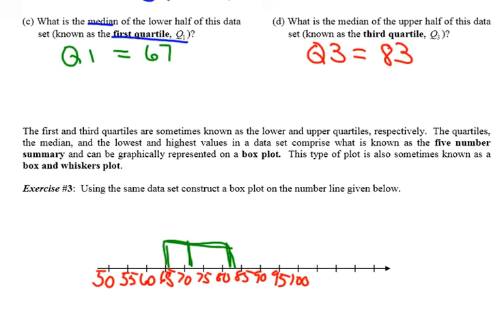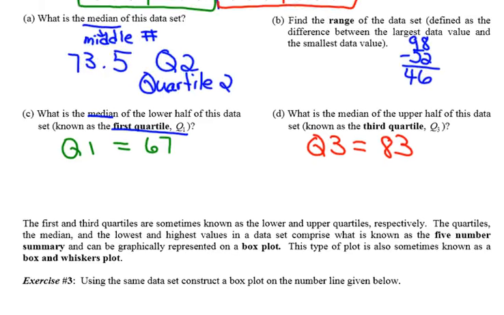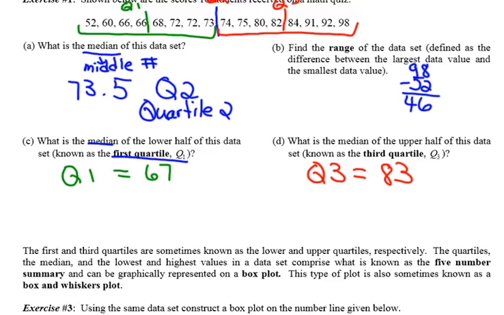Okay? Then we can put in our whiskers, and our whiskers go out to our lowest and our highest numbers. So my lowest was a 52.